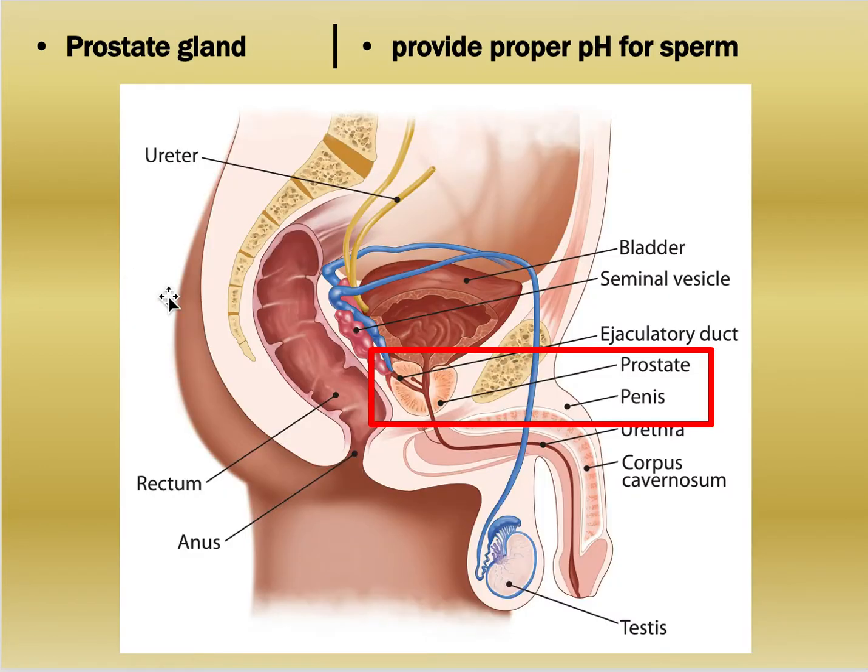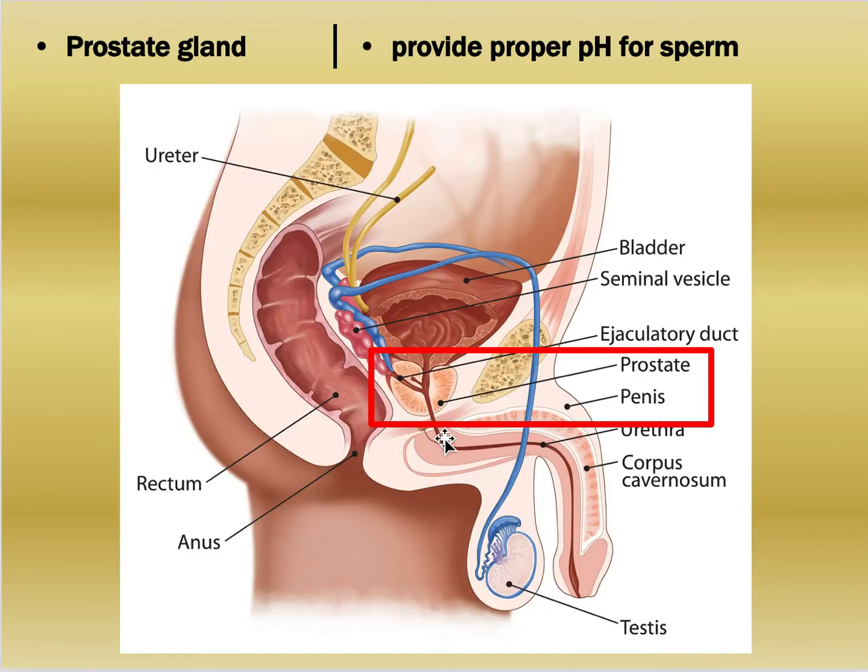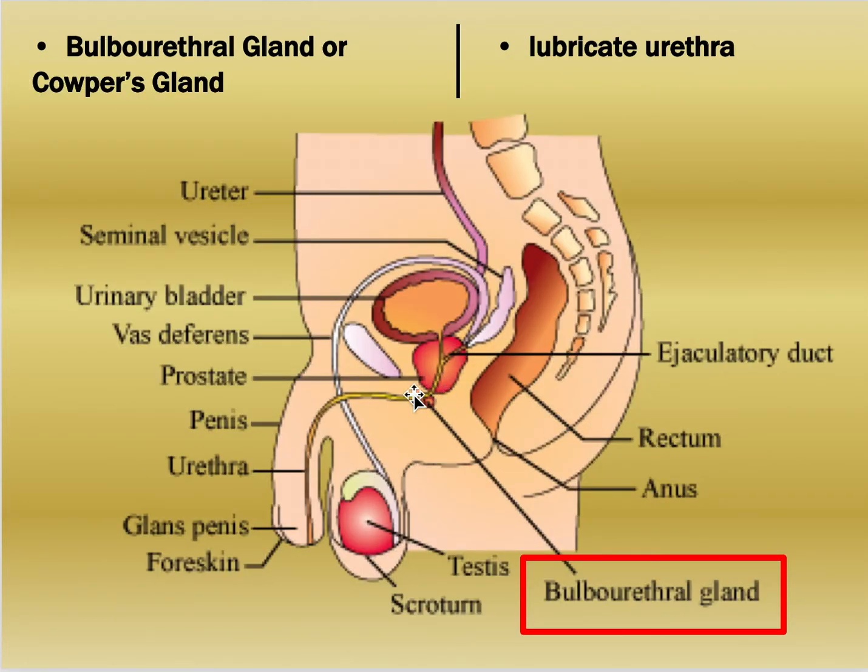So if we're looking over here, this structure right here. I can't really see it on this one. They don't have it. But you can see it here. It's going to be this kind of small bulb here that's going to pretty much clean it and lubricate the urethra.